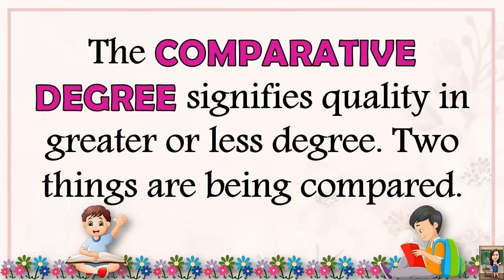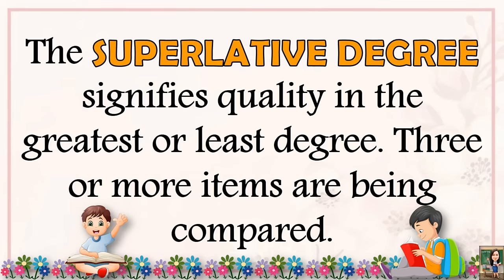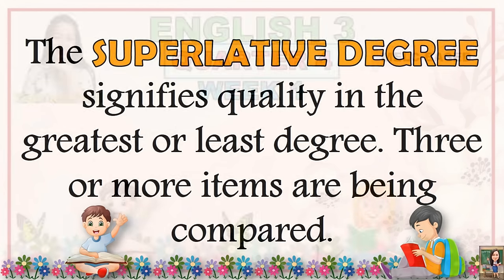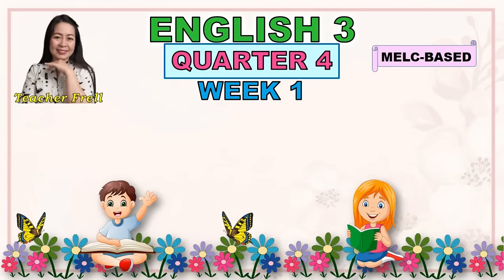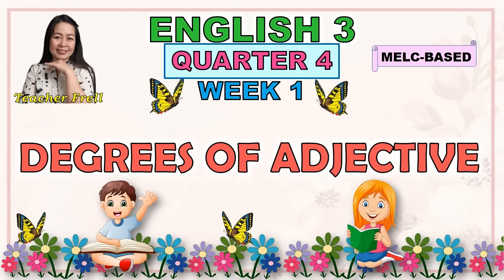The comparative degree signifies quality in the greater or less degree. Two things are being compared. While the superlative degree signifies quality in the greatest or least degree, three or more items are being compared. Kids, have you learned a lot from our lesson? Very good! So again, the topic that we have learned today is about degrees of adjectives.